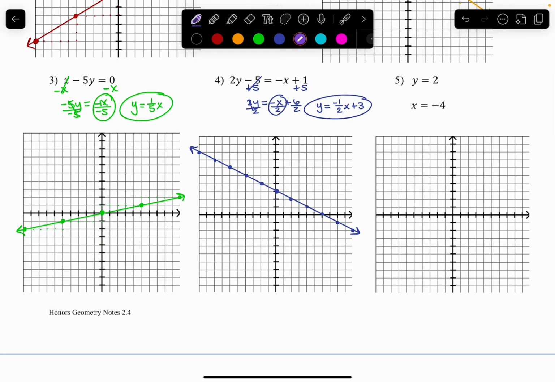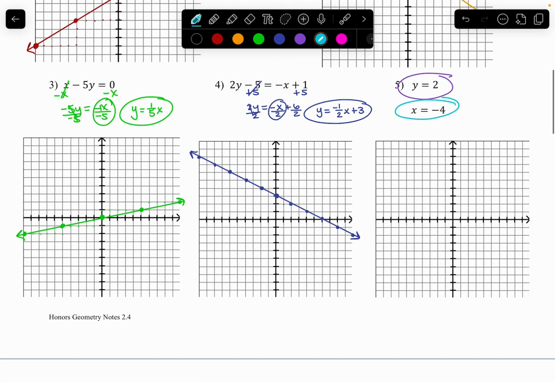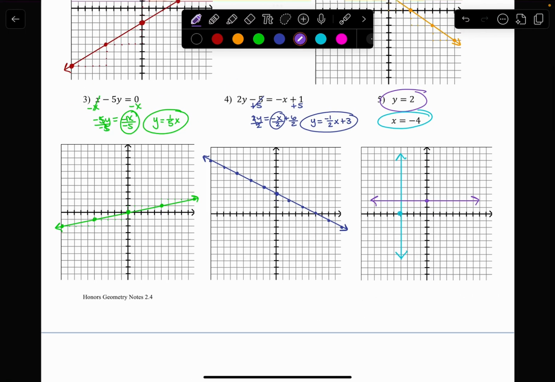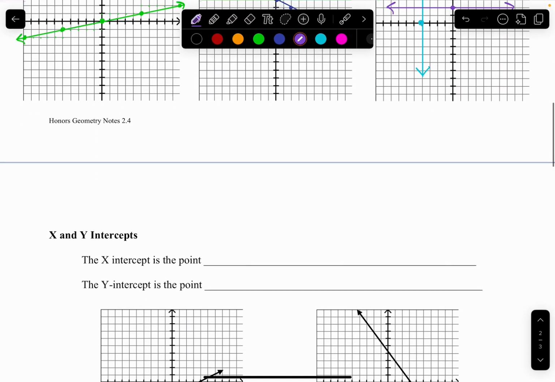Okay, number 5 is fun. We have a horizontal line and a vertical line, okay? I'm going to draw the vertical line first, which is at x is negative 4. So where negative 4 is on the x-axis, that's where I'm going to put that. And then y equals 2 is going to be on my y-axis, and it's going to be horizontal. And so both of those graphs together are going to look like that.